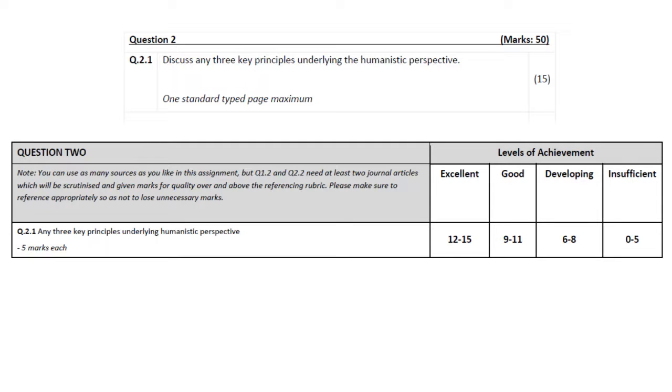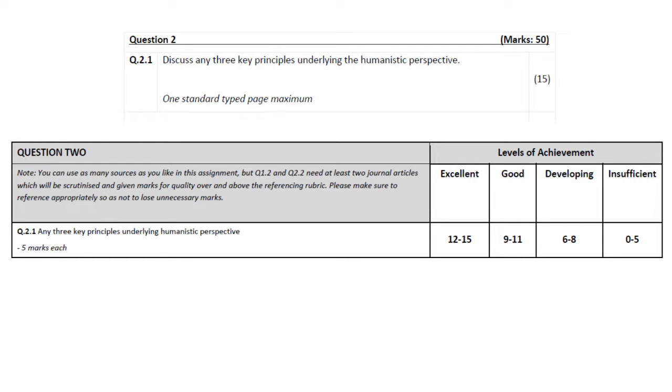Question 2. Okay, question 2 focuses in on the humanistic perspective in treating psychological disorders. So the first part of that question is for 3 key principles underlying the perspective. That doesn't mean how the therapist treats the disorder from a humanistic perspective. It's asking for the principles that underlie the perspective. Okay, it's asking you for 3 of them. So 3 principles, 15 marks. That's about 5 marks per principle.